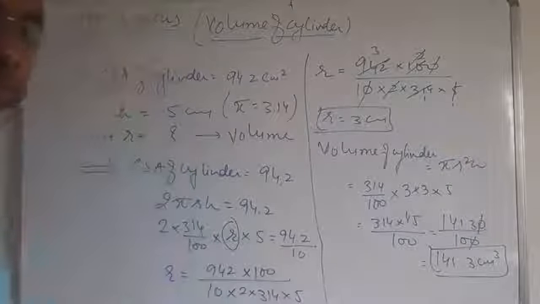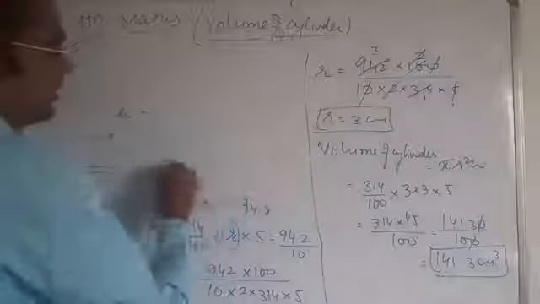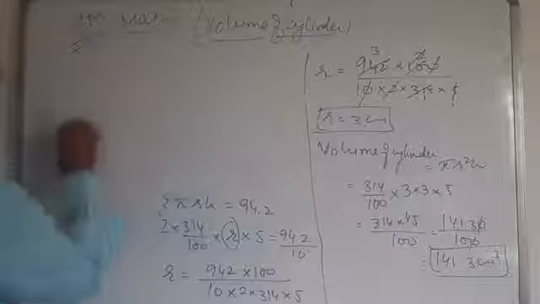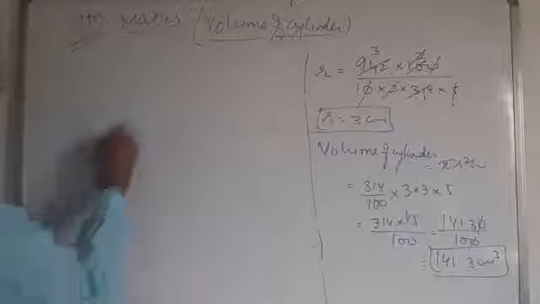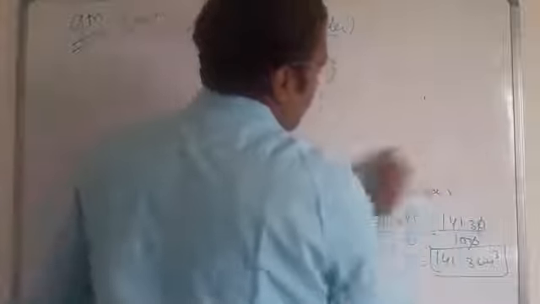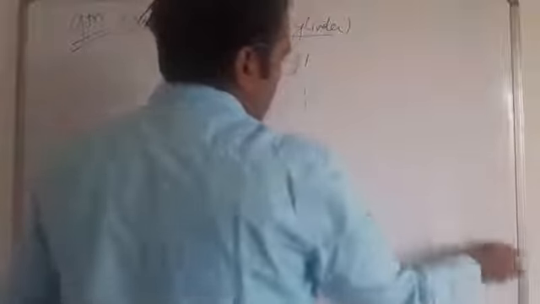Okay, clear? Now we have to move to the second question. My second question is that the capacity of a closed cylindrical vessel of height 1 meter is 15.4 liter.